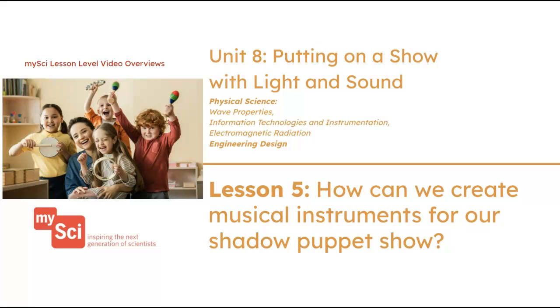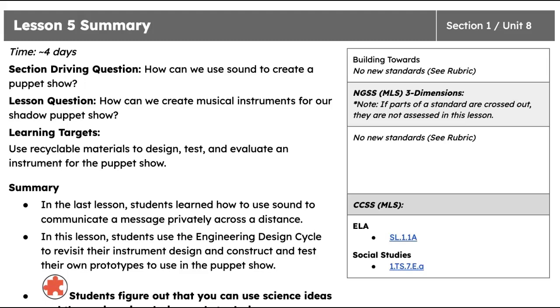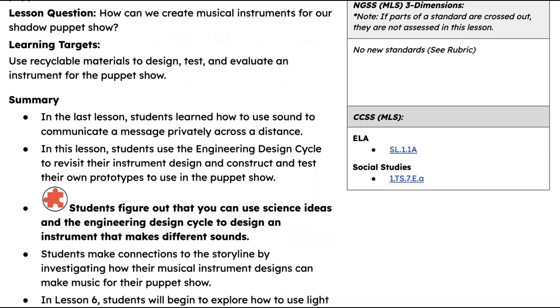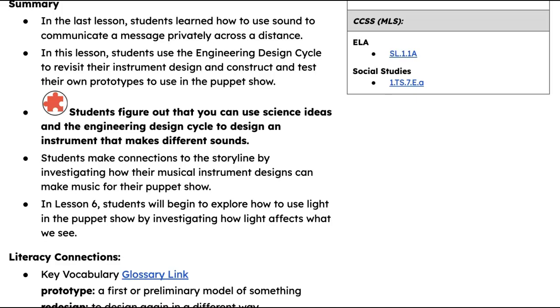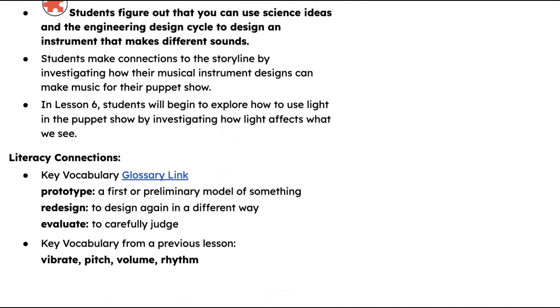Students figure out that you can use science ideas and the engineering design cycle to design an instrument that makes different sounds. And students make connections to the storyline by investigating how their musical instrument designs can make music for their puppet show. There are several opportunities for ELA and social studies cross-curricular connections throughout the lesson. You can look for specific standard connections in the Unit 8 teacher guide. This lesson will take approximately 4 days to complete.